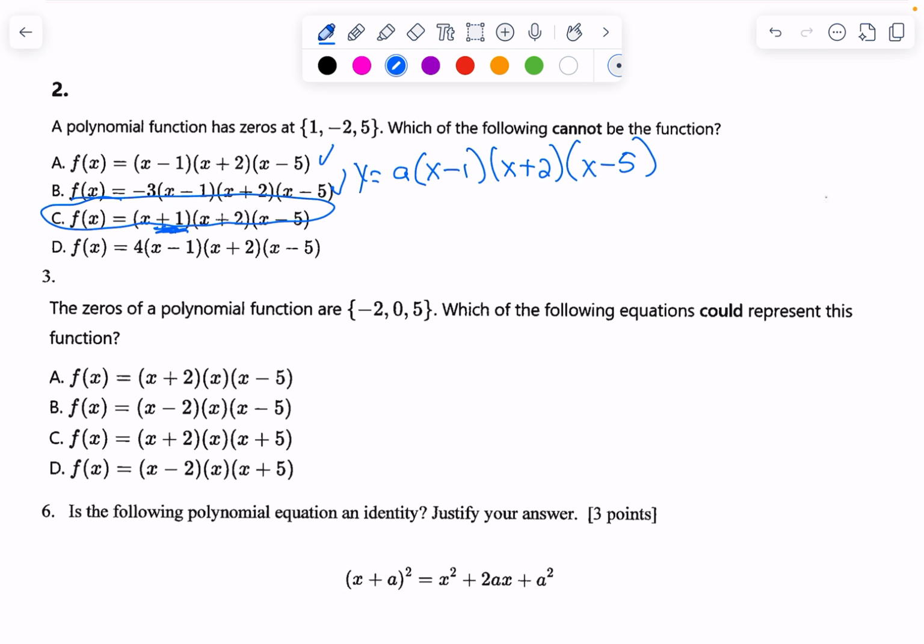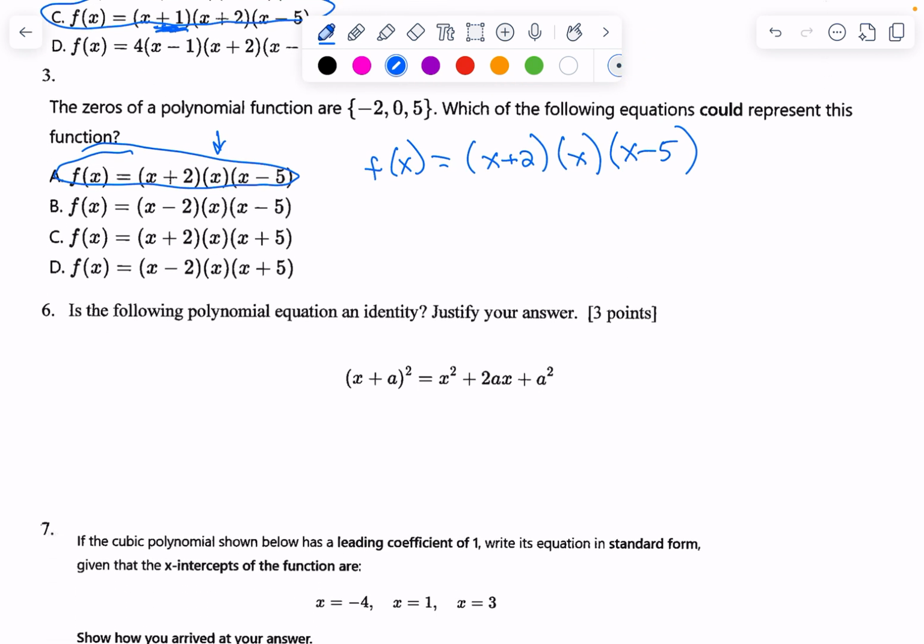Okay, so which one could be? Right, I don't really like the x in the middle, but we'll just go with the flow. F of x would be equal to x plus 2. Whenever you have a 0, that's just x. And then x minus 5. Right, so x plus 2, x, and x minus 5, that's B. No, it's not B. X plus 2 and x minus 5, that's this one, right?